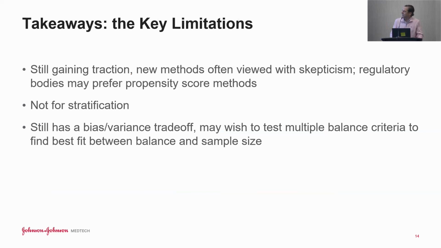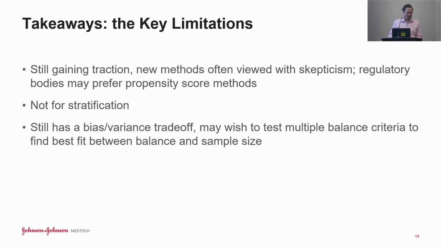So in terms of takeaways, there are some limitations, obviously. This is a newer method. It's still gaining traction. New methods are often viewed with skepticism, and regulatory bodies could prefer propensity score methods. There's at least one statistical guidance document that the FDA is involved with where these optimization methods made it into the appendix, so we're making progress. But anyhow, you have to take that into consideration.